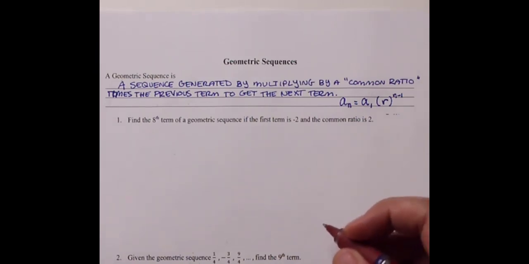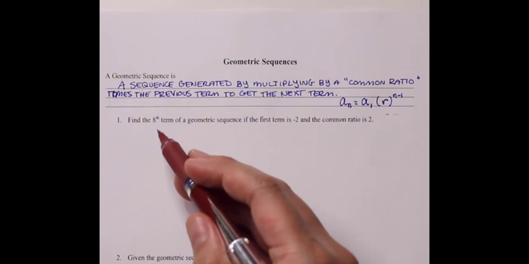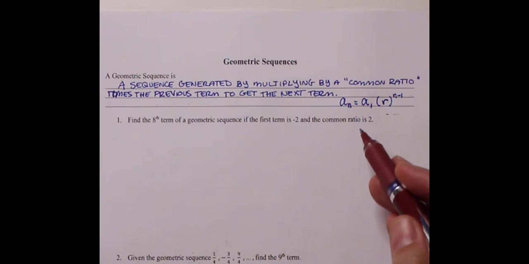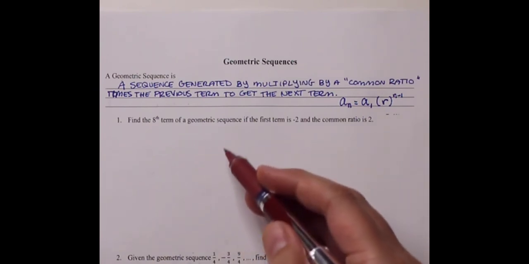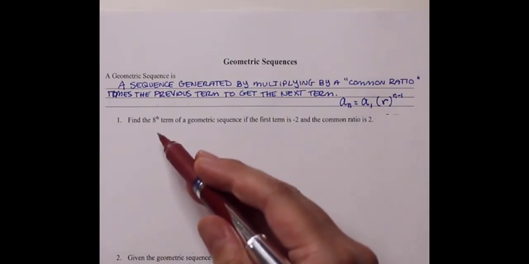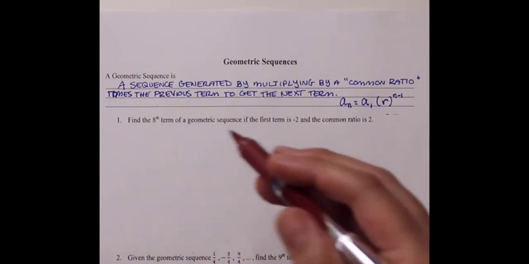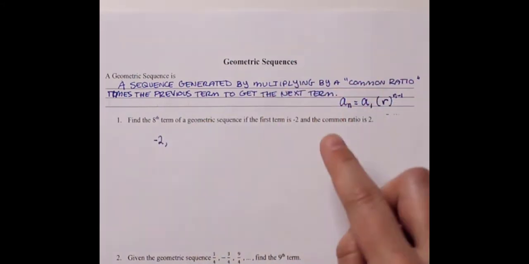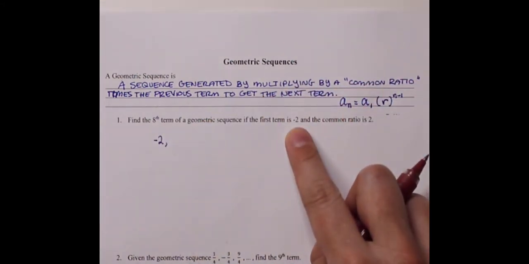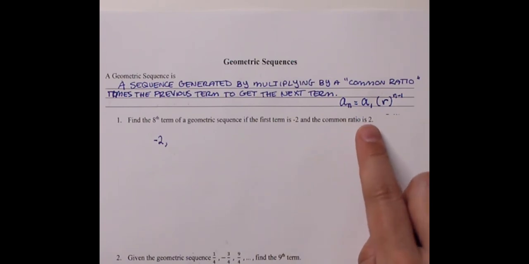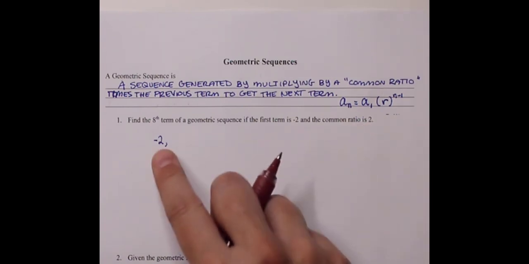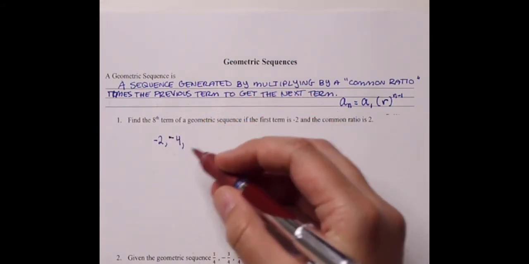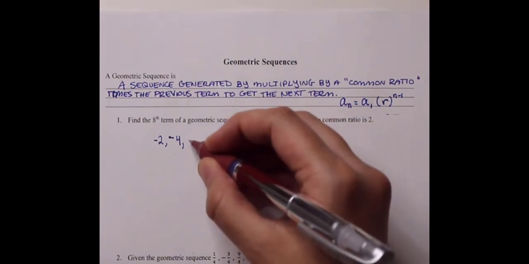Okay, so let's take a look. Number 1 here: find the 8th term of the geometric sequence if the first term is negative 2 and the common ratio is 2. I'm going to show you this one two different ways because the 8th term is not that far down the sequence. I can do it the long way. The first term is negative 2, so I start there, and then for my next term I have to multiply by the common ratio. So negative 2 times 2 is negative 4, and then times my common ratio is negative 8.